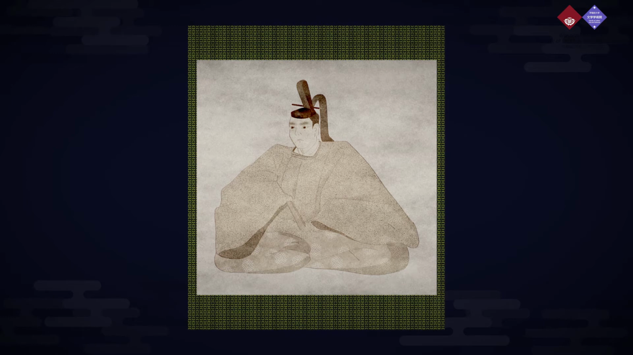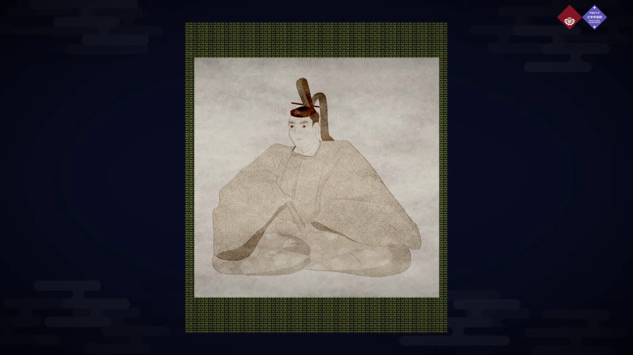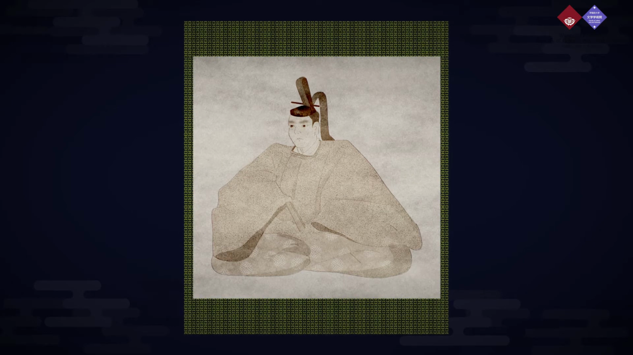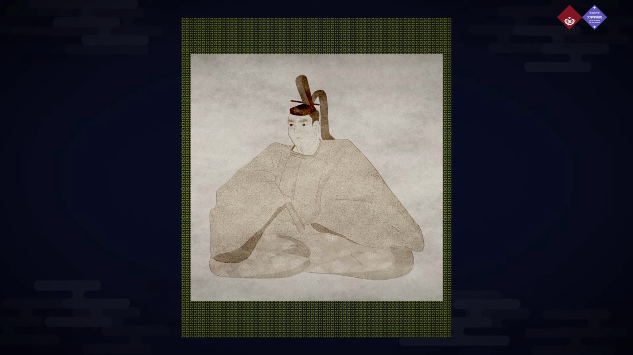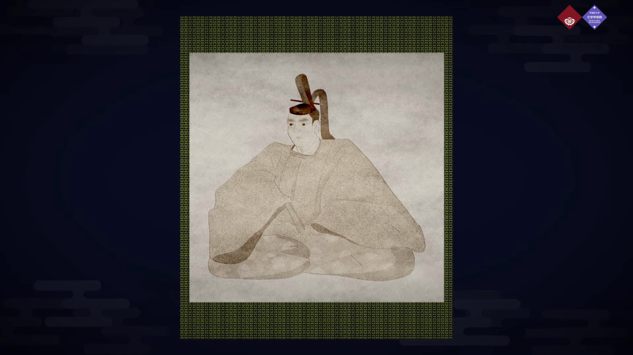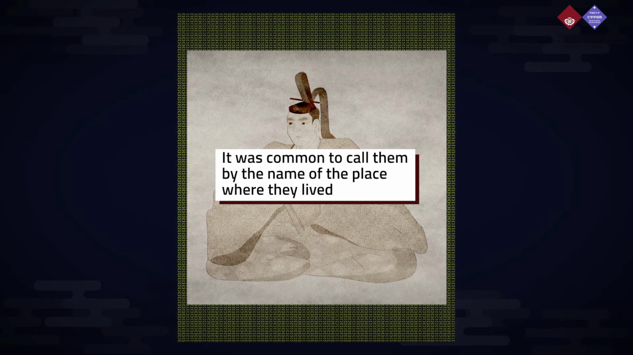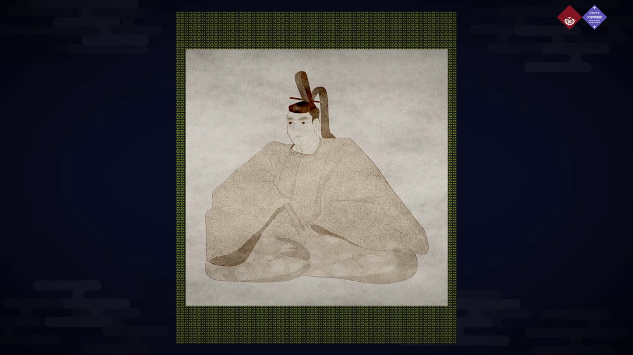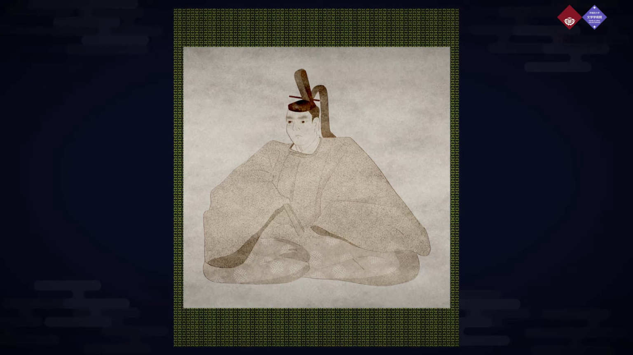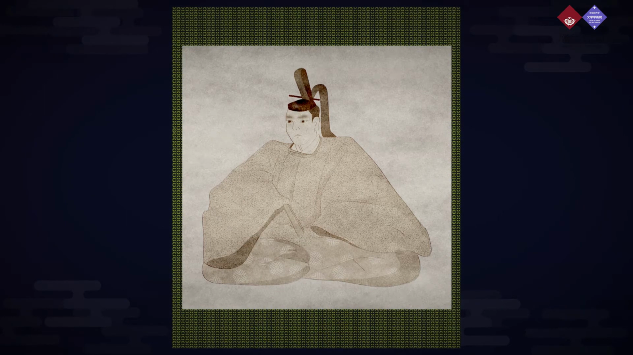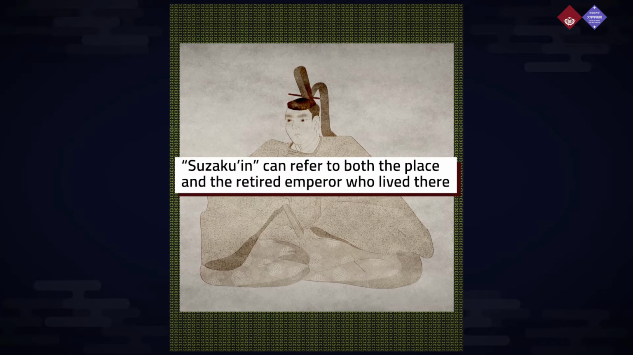The retired emperor who lived in Suzaku Palace is referred to in historical documents by the same name, Suzaku-in. This may seem a bit confusing, but it's actually a common convention in Japanese for referring to people. In many cases, when talking about a person, rather than using their actual name, it was common to call them by the name of the place where they lived. And this practice continues in some forms until today. Avoiding calling someone by their actual name is a way to show deference and respect. That being the case, Suzaku-in can refer to both the place and the retired emperor who lived there.